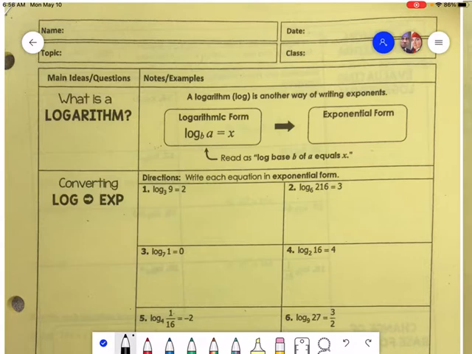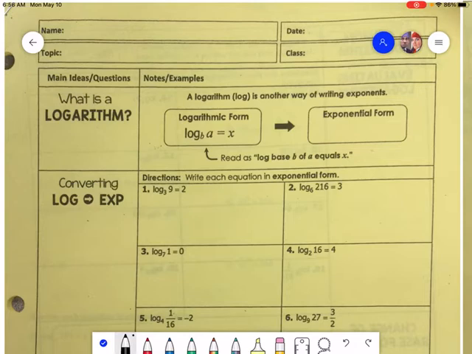Some of you guys will probably use this in pre-calc and trig. Honestly, once you get the hang of logs, they're not as crazy as you think they are. People get freaked out by logs. We're not going to do that because we are smart and beautiful and wonderful. And we're not going to get freaked out by them.